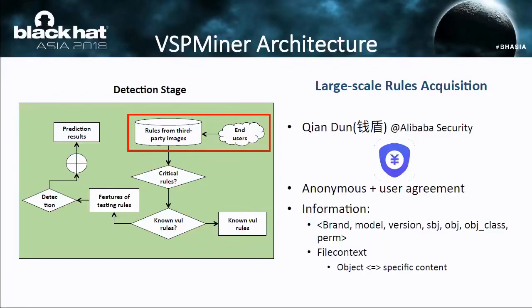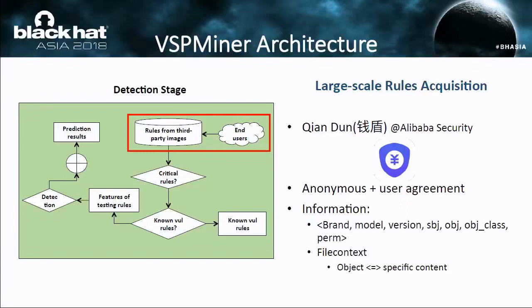So we acquire this data using an app developed by Alibaba Security. It's called Qiandun. And the rules are acquired anonymously, and only after the user agrees, we can acquire this data. And this is also following the Alibaba requirements. So we will acquire the information as seven tuples, like the brand, model, and version, and also the following is the raw information.